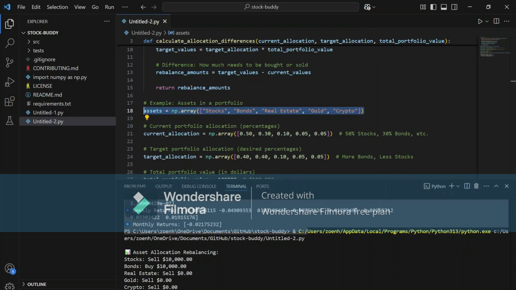All right, moving on to the next step. We have our assets. We're just storing these names here and creating an array. Each one represents a different type of investment. This helps us label and track different types of investments.